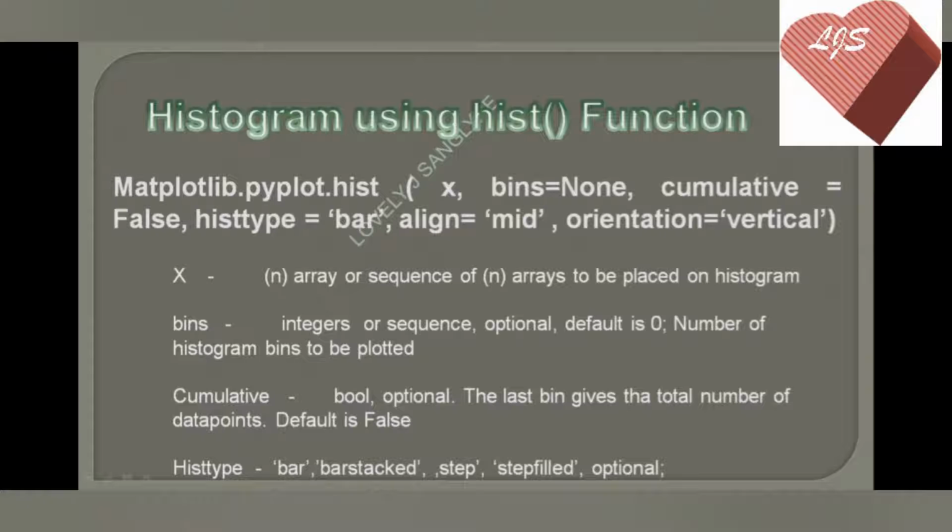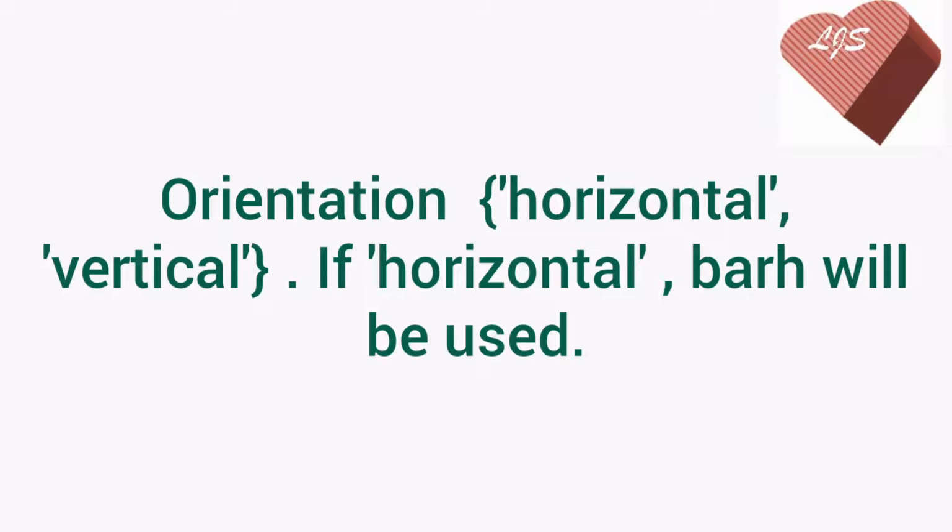Histtype can be bar, barstacked, step, or stepfilled, and it is optional. Next is orientation. It can be horizontal or vertical and it is optional. If horizontal, then barh will be used for bar type histograms.